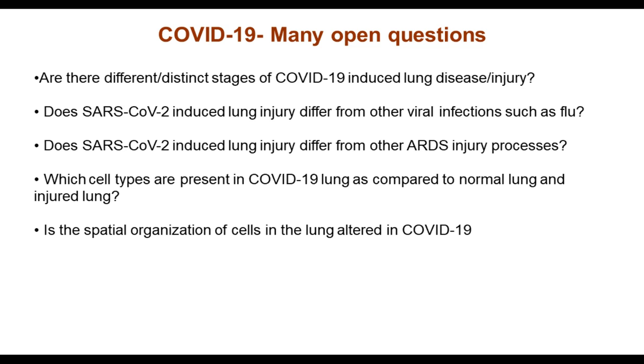So, in the intersection of some of the types of problems that we're seeing in our patients and how we can address them with these technologies, some of these questions are: first, are there different or distinct stages of COVID-19 induced lung injury or disease? Does SARS-CoV-2 virus-induced lung injury differ from other viral infections, such as flu? Does SARS-CoV-2 induced lung injury differ from other ARDS, or acute respiratory distress syndrome, or lung injury type of processes? What cell types are present in the COVID-19 lungs as compared to normal lung and an injured lung? And is the spatial organization of cells in the lung altered in COVID-19 disease?